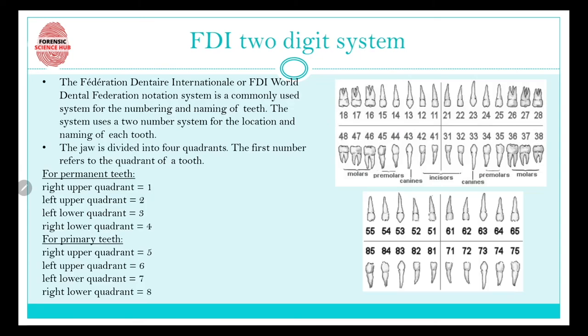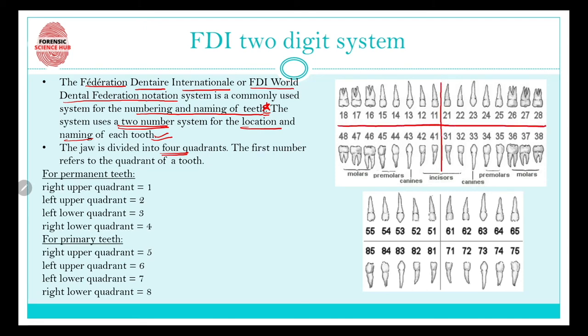Now let's talk about the FDI system. FDI is a 2-digit system, and the full form of FDI is Federation Dentaire Internationale, also known as the World Dental Federation notation system, which is commonly used for numbering and naming of teeth throughout the world. The system uses two numbers, hence the name FDI, two-digit system, for location and naming of each tooth. Now the jaw is divided into four quadrants. We know that the first number refers to the quadrant of a tooth. So here if you see, this is our quadrant.